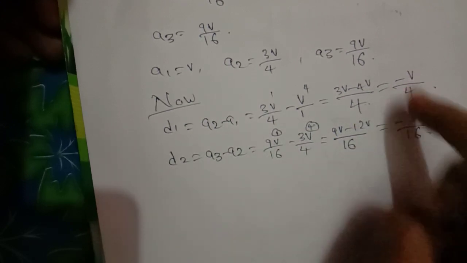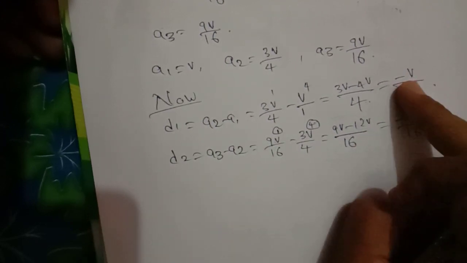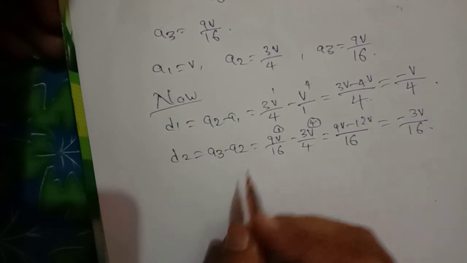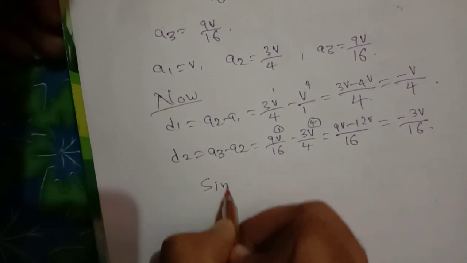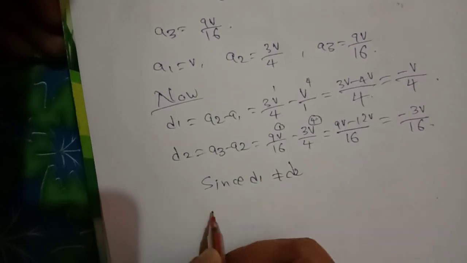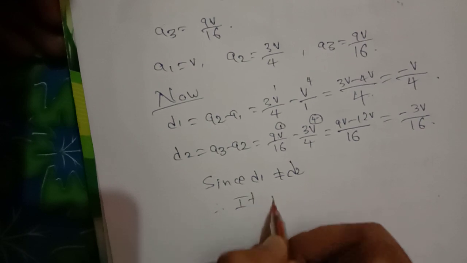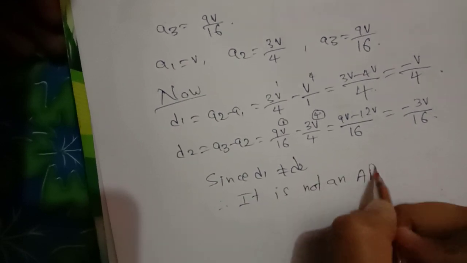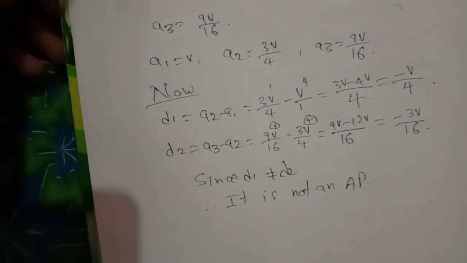So is it same? Means is it equal? No, the D1 and D2 are not equal. So we can write here, since D1 is not equal to D2, it is not an AP. Okay students, I hope you have understood this one.